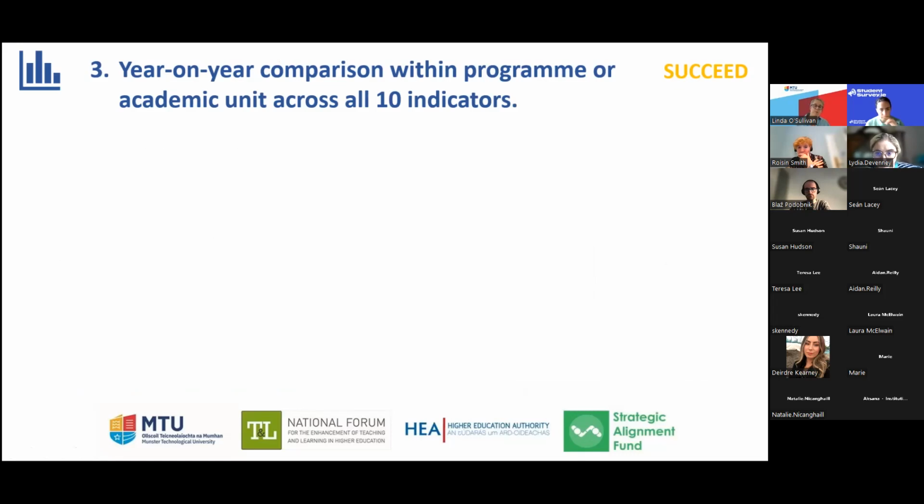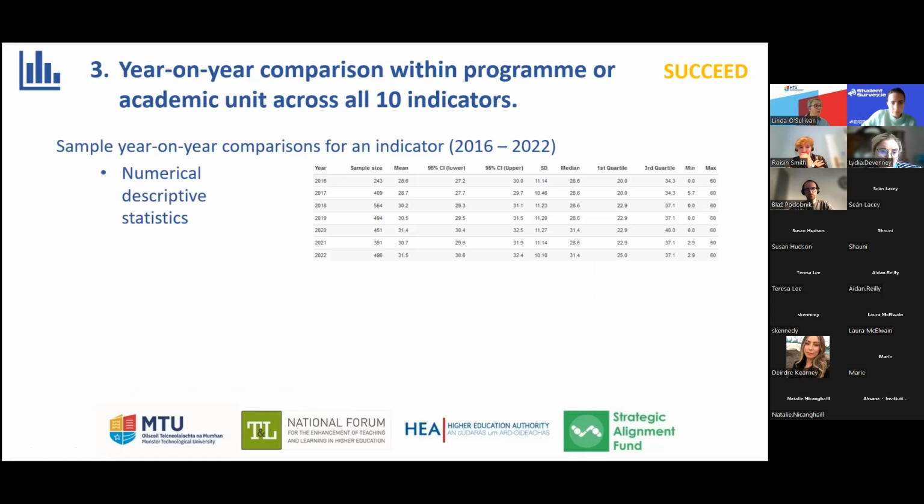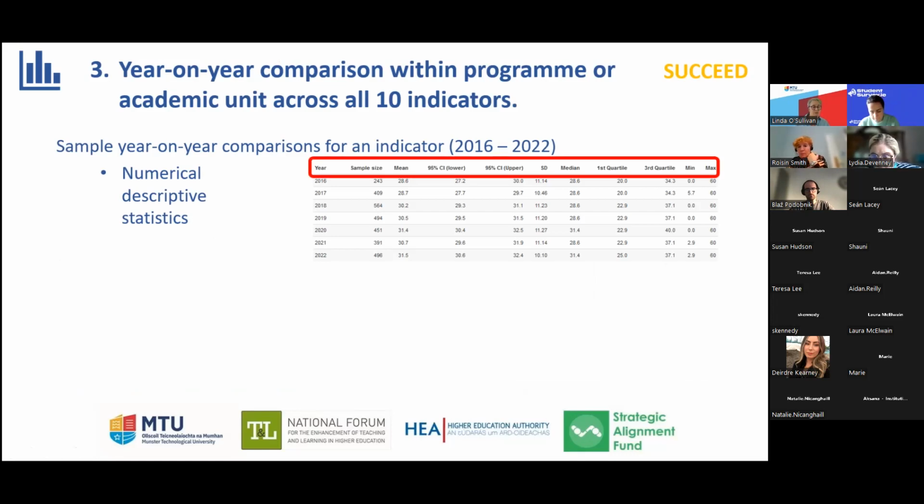In the third part of the report, we get a year-on-year comparison at the appropriate level for each of the 10 indicators. So again, looking at some sample data for 2016 to 2022, if a report had been generated at a particular level, then for each of the 10 indicators, we would get the following. We would get some numerical descriptive statistics for each year for that indicator: the sample size, the mean, the lower and upper 95% confidence interval, the standard deviation, the median, first quartile, third quartile, min and max values.